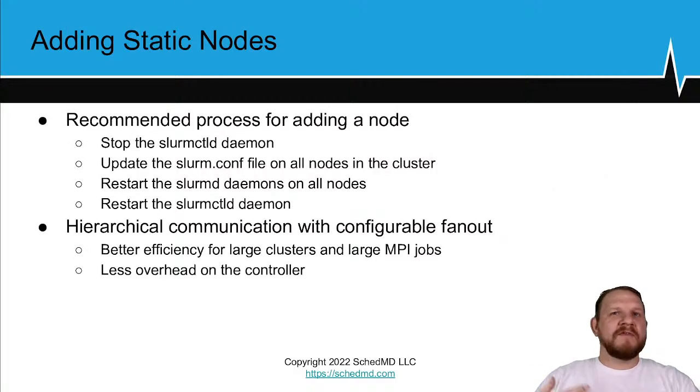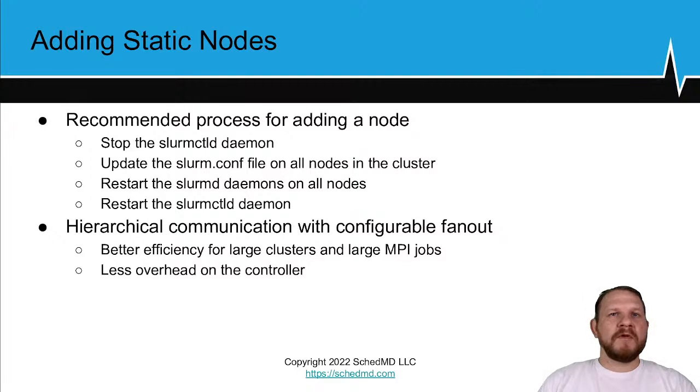So previously, when you'd be adding a node, or what I'd call adding a static node, the process you'd go through would be to stop the Slurm control daemon, update the slurm.conf file on all the nodes in the cluster, and add in all the node configuration that you would need. Then you'd restart the Slurmds on all the nodes, and then restart the Slurm controller. That is a process you have to go through, and there are some great benefits to that.